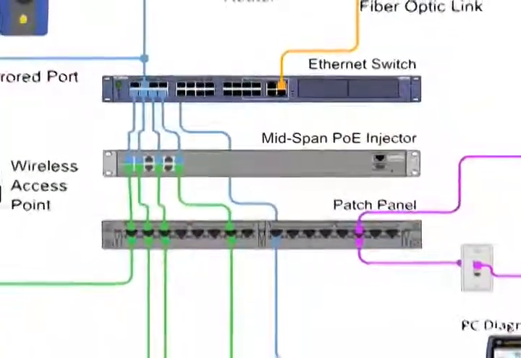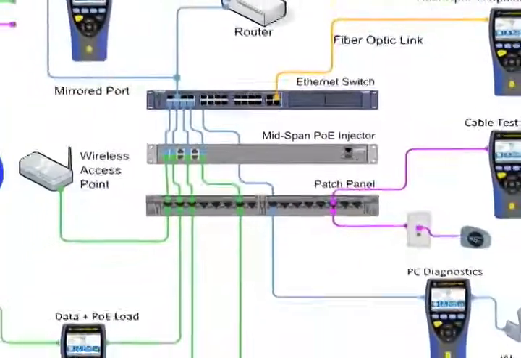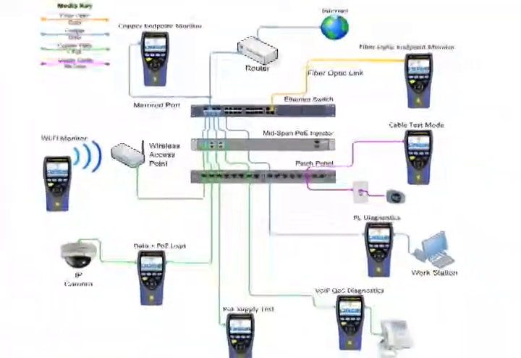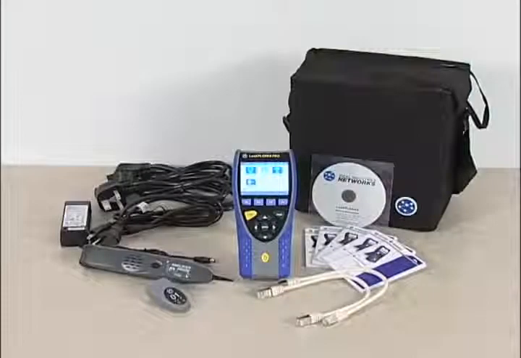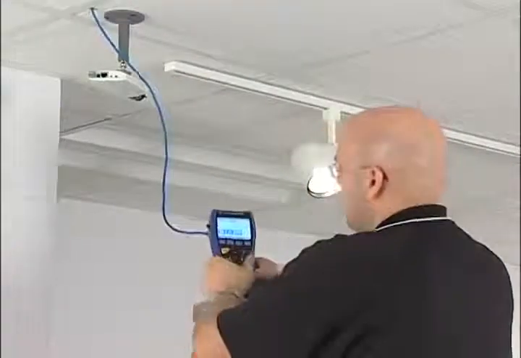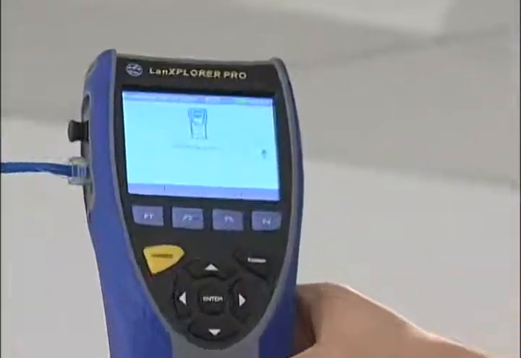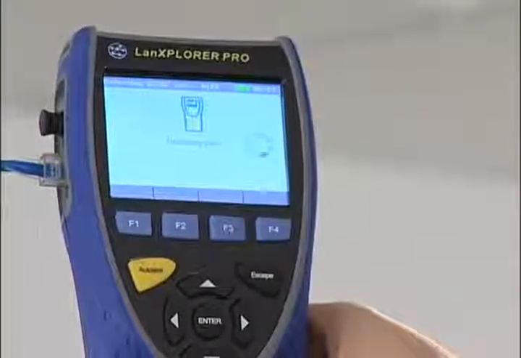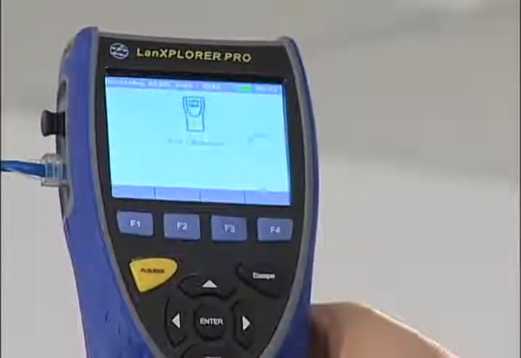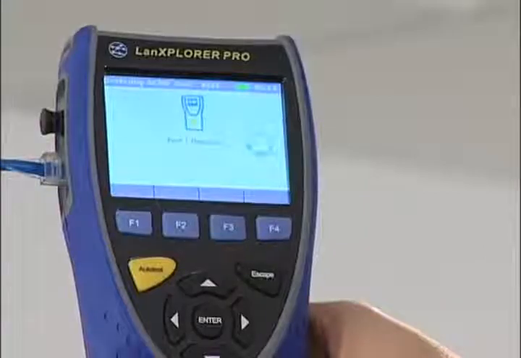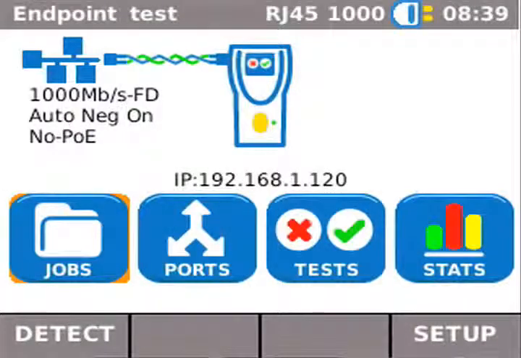The Ideal LanXPLORER is a versatile tester that can analyze network performance and provide data based on where it's inserted in the system. Each application will be demonstrated using the top-of-the-line LanXPLORER Pro model. Copper endpoint testing is done by plugging the Ethernet cable into the RJ45 port on the left side of the unit. LanXPLORER immediately detects the network configuration, and the main screen will display important parameters including link speed and type, straight or crossover connection, PoE status, and the IP status.